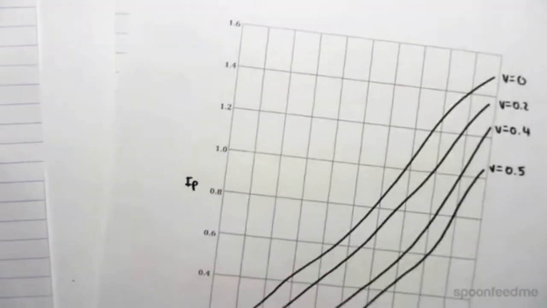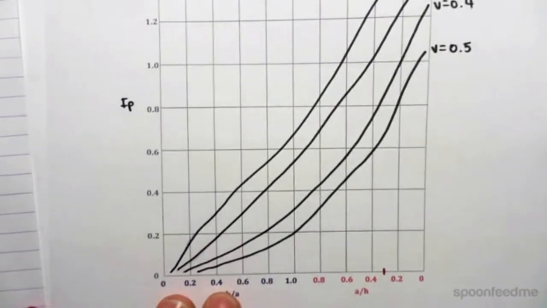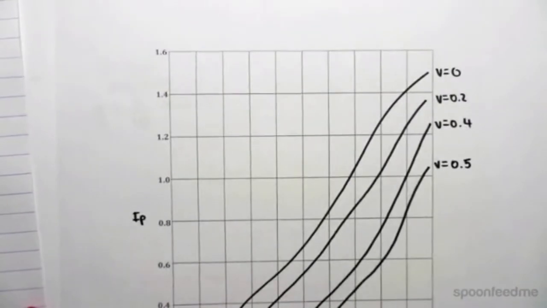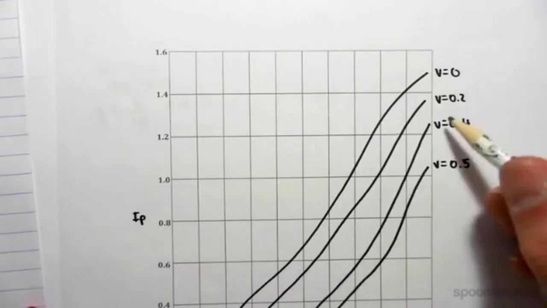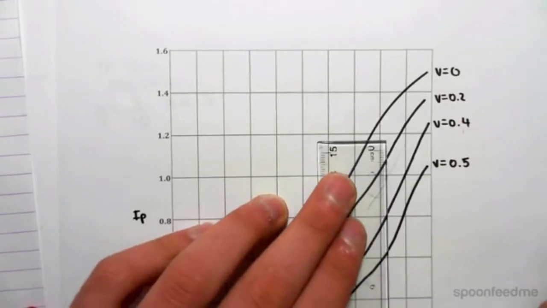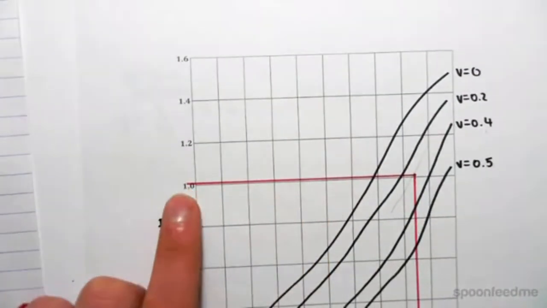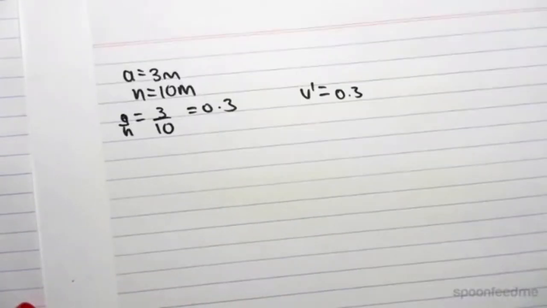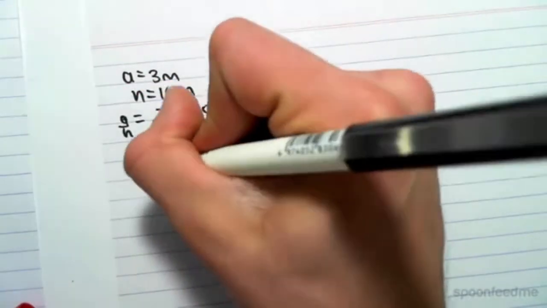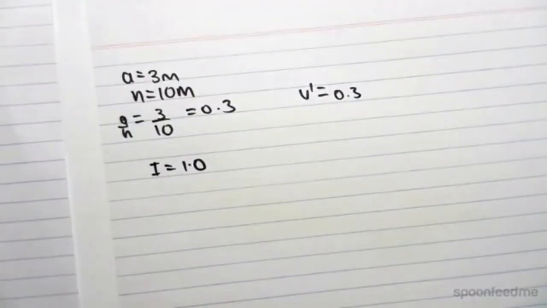So 0.3 is A on H, so that's around there, which I've marked in red, and we're going to go up to V dash, which is 0.3. So here's 0.2, 0.4, 0.3 is somewhere between there. So we'll roughly go up from here to here, go across, find our I value, which is roughly 1.0. So I equals 1.0, which means we have all the information to find our settlement.